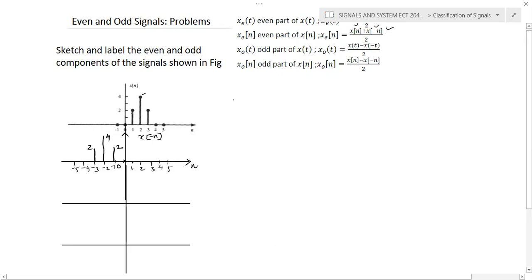So we already studied how we can perform all these things. So now we have x of n and x of minus n. And for the positive values, there is no signal.